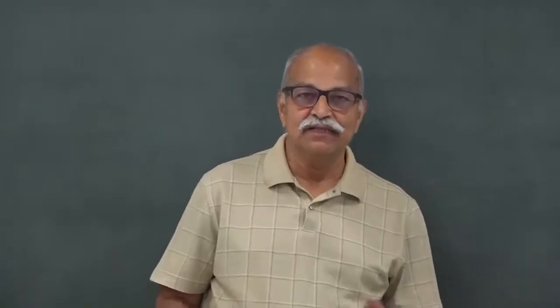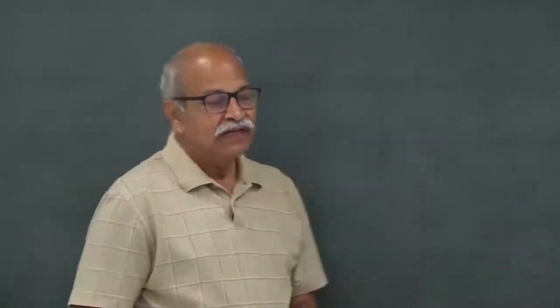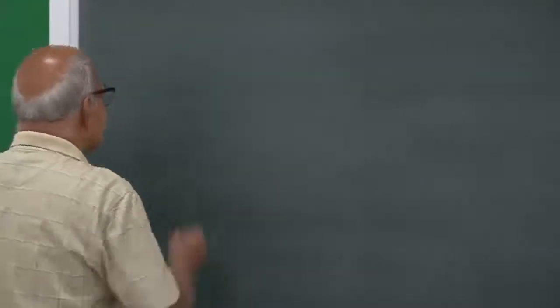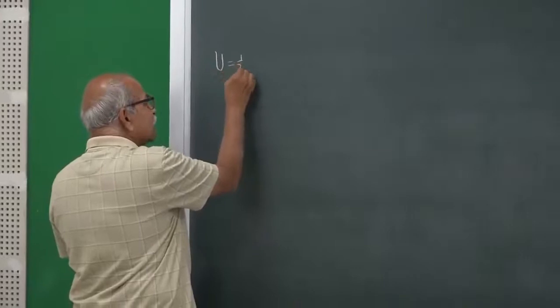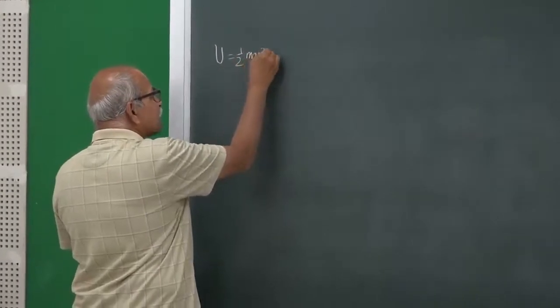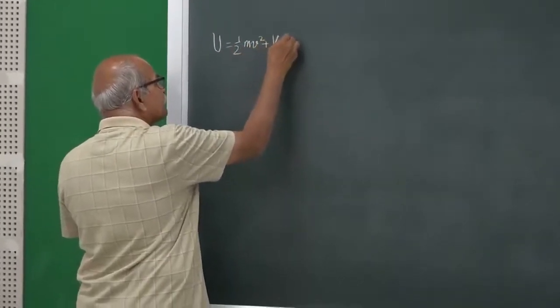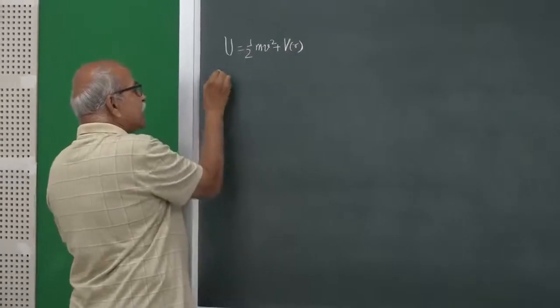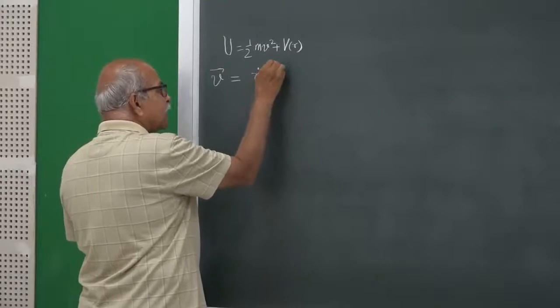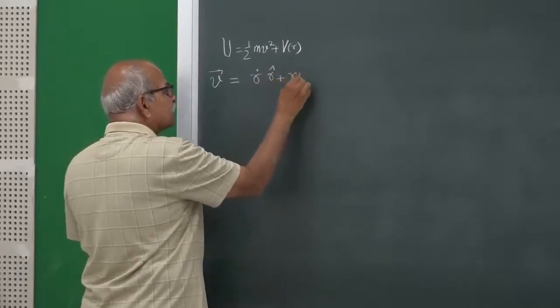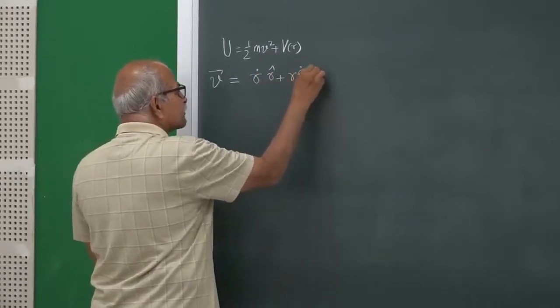So, we talked about energy diagrams for a particle with central force acting on it, and for that we have to write the expression of energy. U is half mv square and then the potential energy function, but this v can be written as r dot r cap plus r theta dot theta cap.